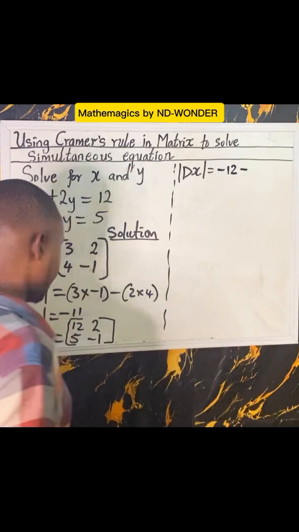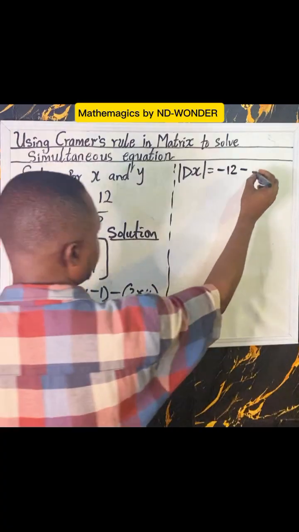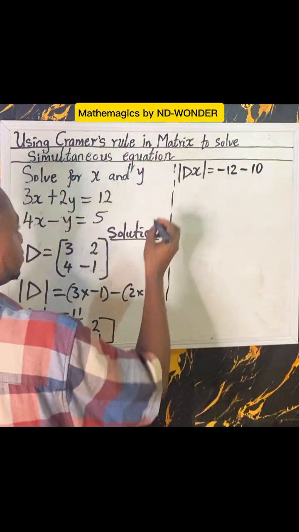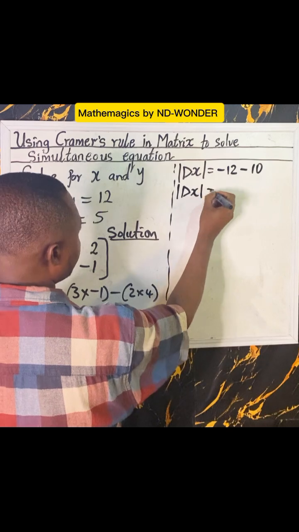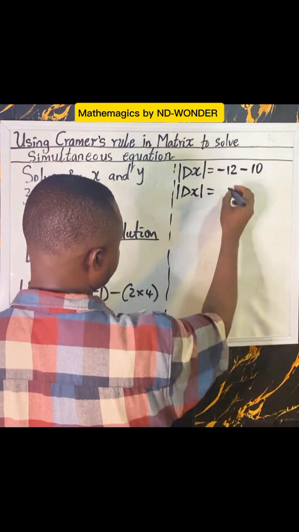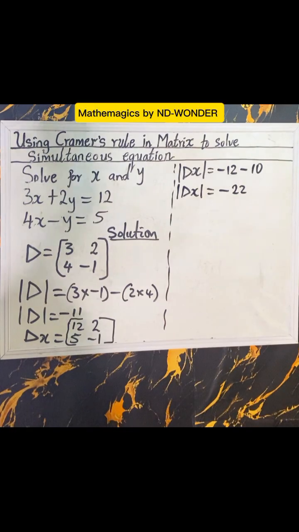Then minus the minor diagonal, 2 times 5. You get what? Of course, 10. So we are having minus 10. We can now say that the determinant of change in x will be equal to minus 12 minus 10, which is minus 22. So this is the determinant of change in x.